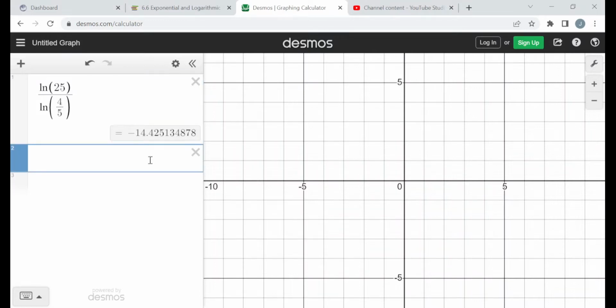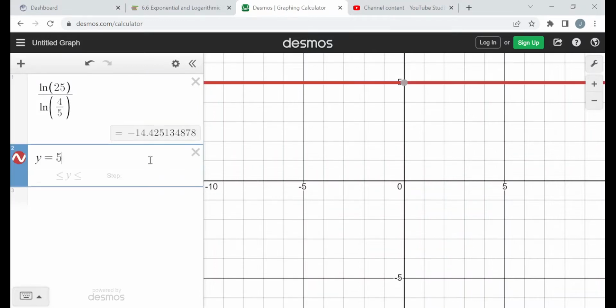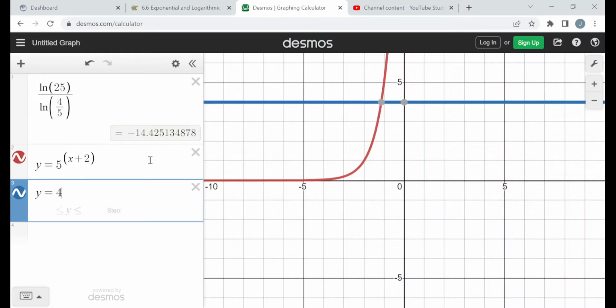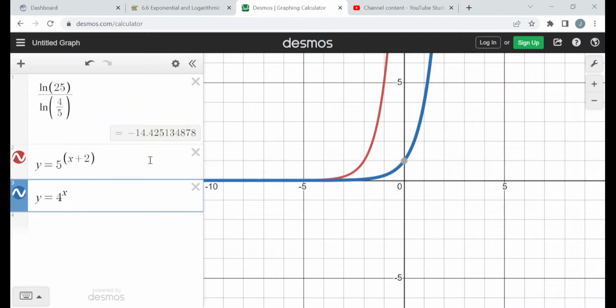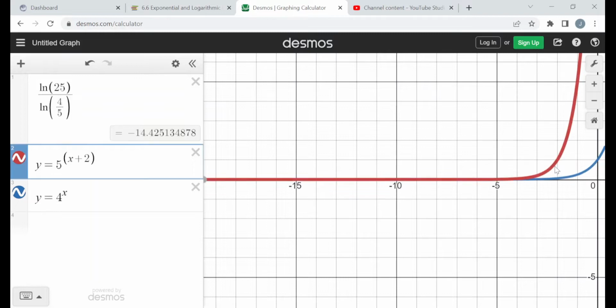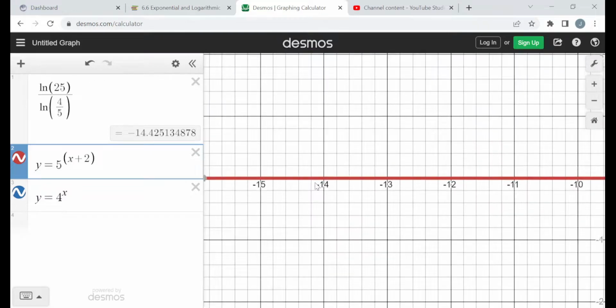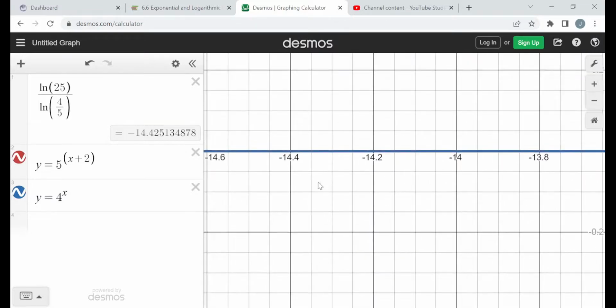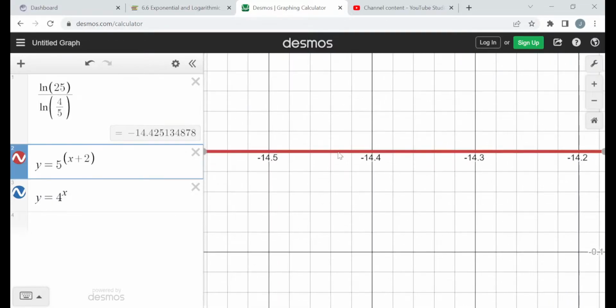So I'll do that here. Right, second line, I'll graph y equals, the left side was 5 to the x plus 2 power. There's that graph. And the right side, y equals 4 to the x. The right side was 4 to the x. And they should be meeting over here. Actually click on them, see if we can, well, if I zoom in, maybe we can see where they meet. Should be around negative 14.4 something.